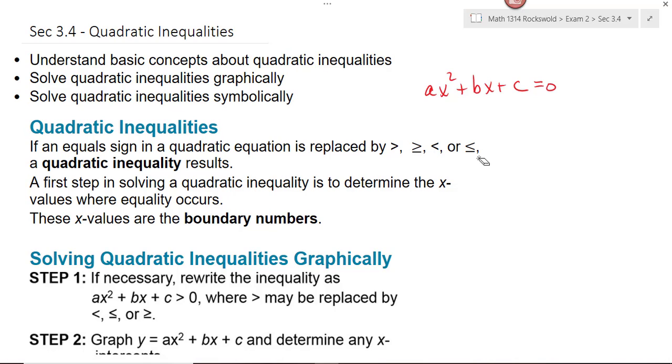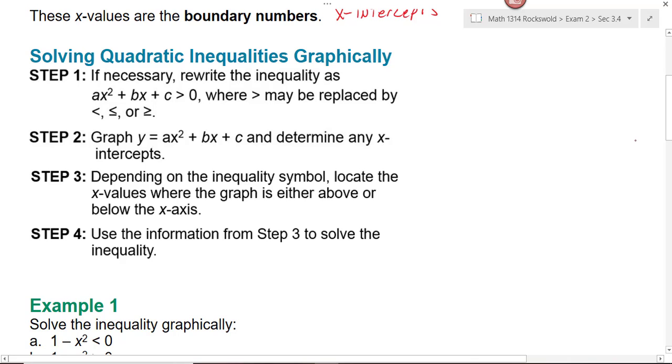Your first step will always be to find where the quadratic equation is equal to 0. This is how we get our boundary numbers. The boundary numbers are just your x-intercepts. So when you're solving a quadratic inequality graphically, your first step is to rewrite the inequality in standard form, where you have the ax squared plus bx plus c either greater than, less than, greater than or equal to, or less than or equal to 0.